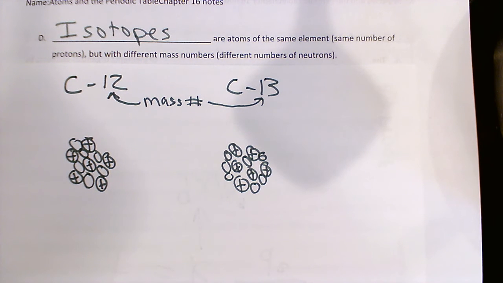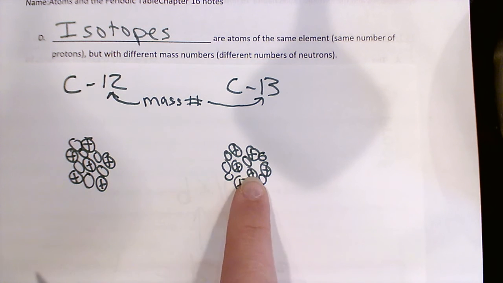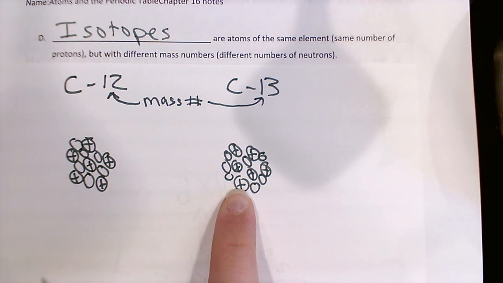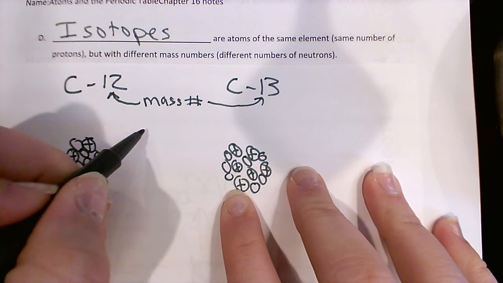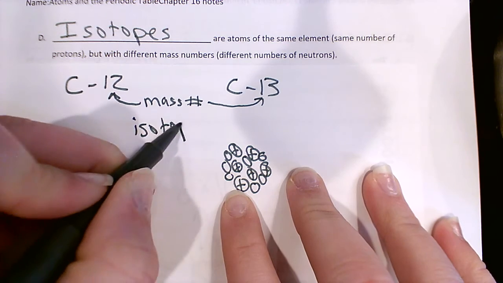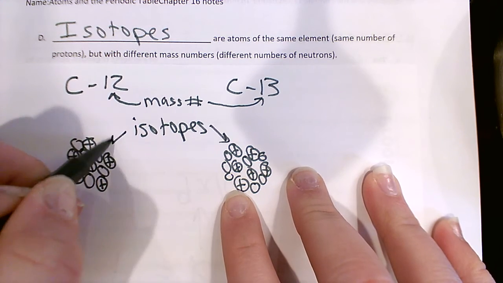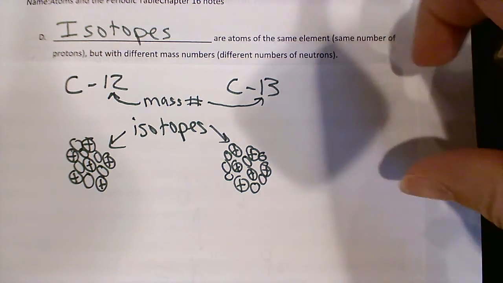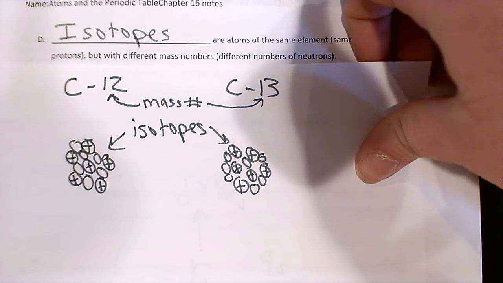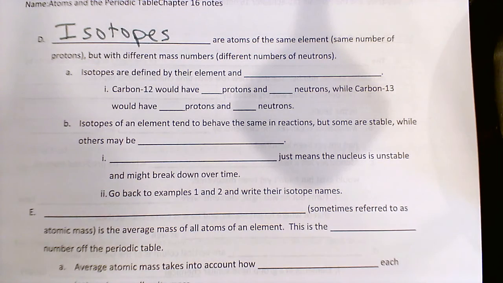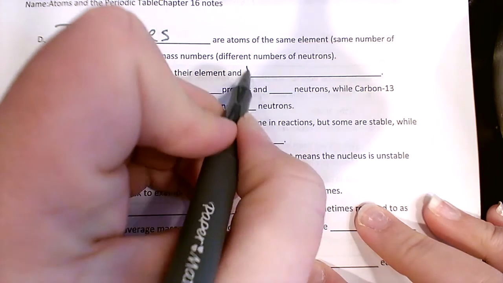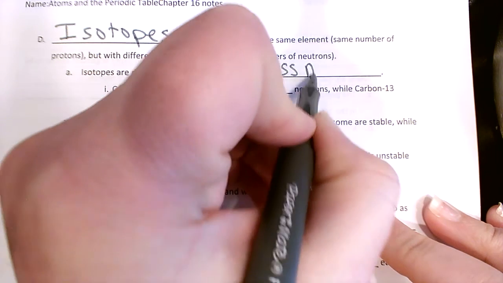Okay, I kind of like to think of isotopes like the word cousin. It's a word for how things are similar but different. They're related in some way. Okay, so these two are similar in that they're both carbon, but different in their mass number. And that's what makes them isotopes. Okay, that they're similar, same element, but different mass. So they're defined by their element and mass number.